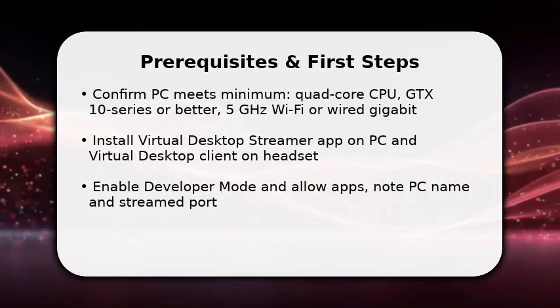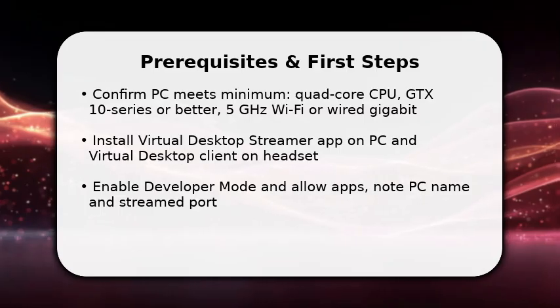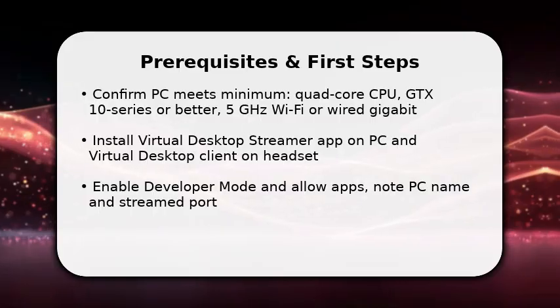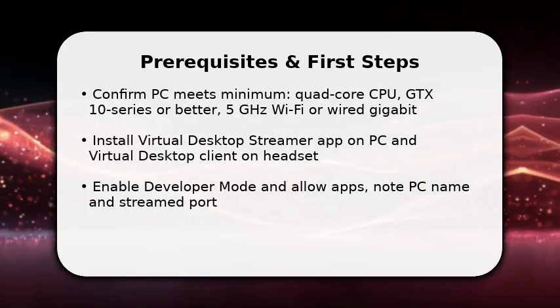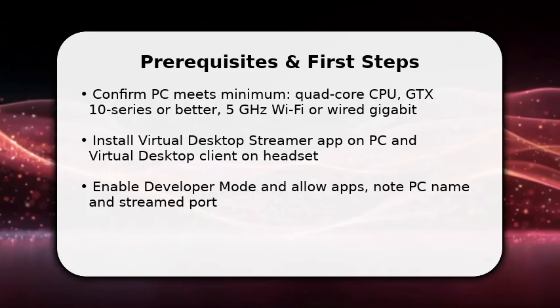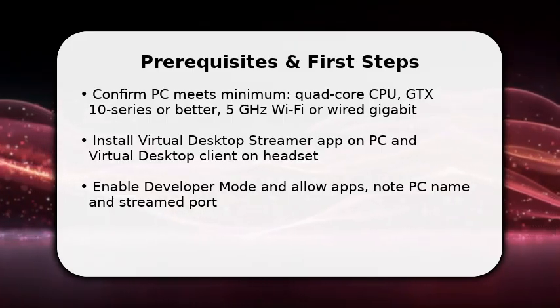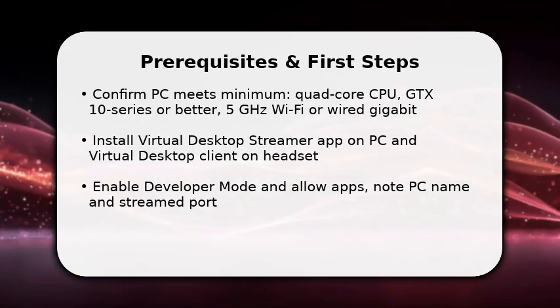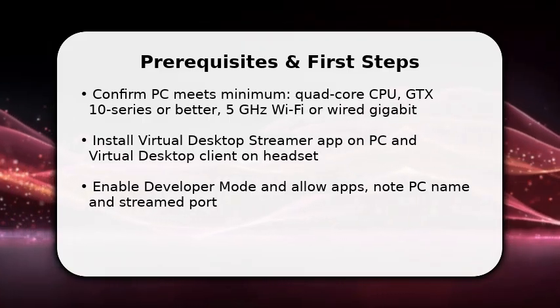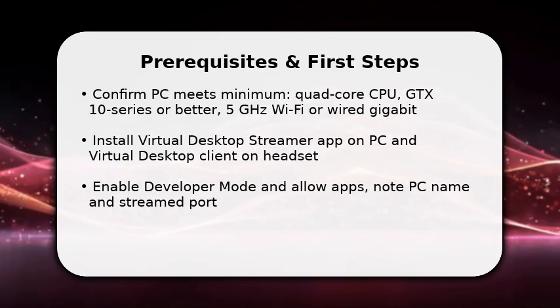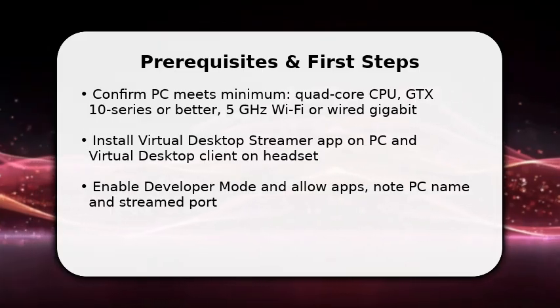You start by confirming prerequisites so you avoid performance surprises. Check CPU, GPU, and a 5 GHz or wired connection. Once that's confirmed, install the virtual desktop streamer on your PC and the client on your headset. This pairs them. Make sure developer mode is on the headset and that streaming permissions are allowed. Then note the PC name and port shown by the streamer app. Those details get you connected quickly in the next steps.